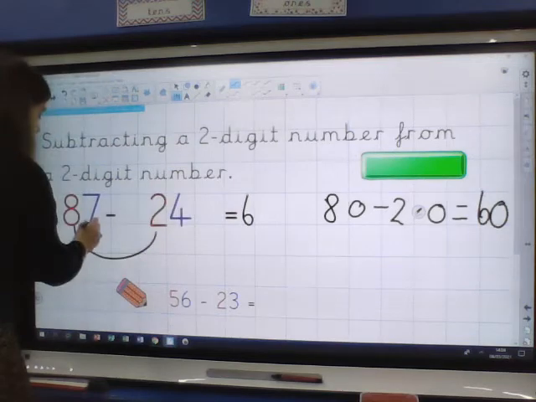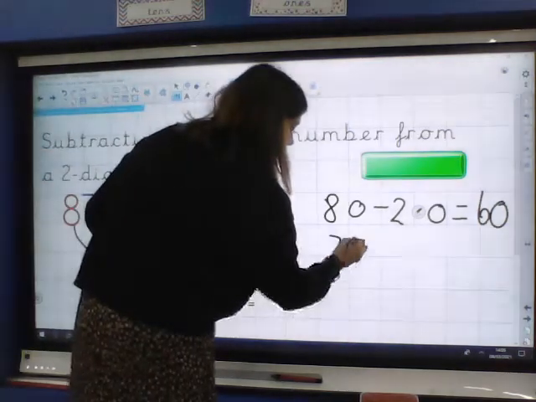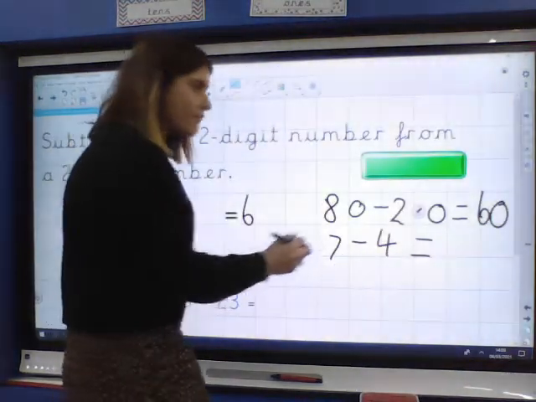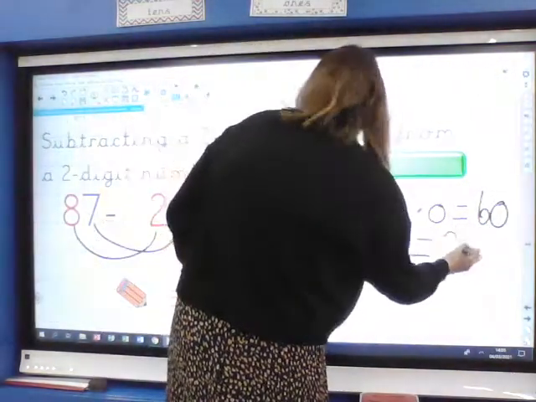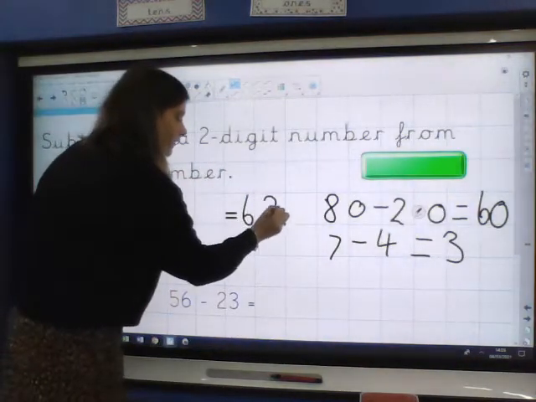Now I'm going to do my ones. So 7, I'm going to subtract my ones now. So 7 subtract 4 equals 3. So my answer is 63.